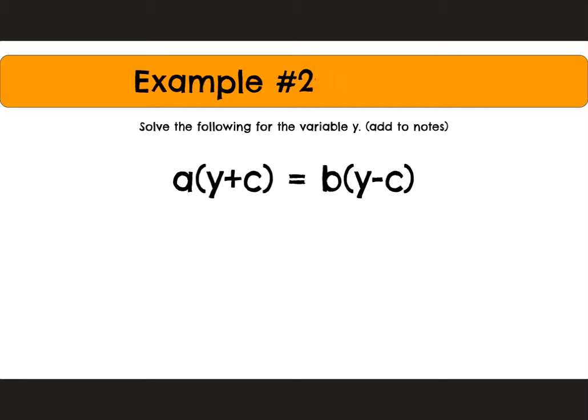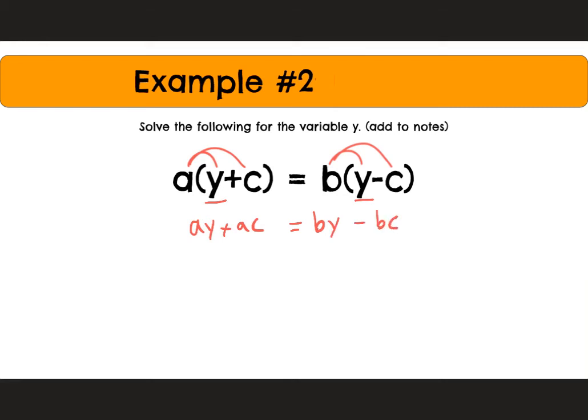Here's another example. I'm going to go through this one, and then I want you to write it in your notes. After this, there are a couple examples for you to try in Pear Deck. So I can see here it says isolate for the variable y. And again, I have two variables of y, one on each side. I'm going to start by distributing just to simplify this equation. So I'll have ay plus ac is equal to by minus bc.